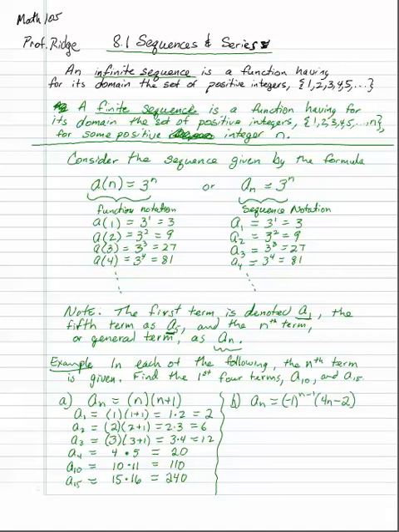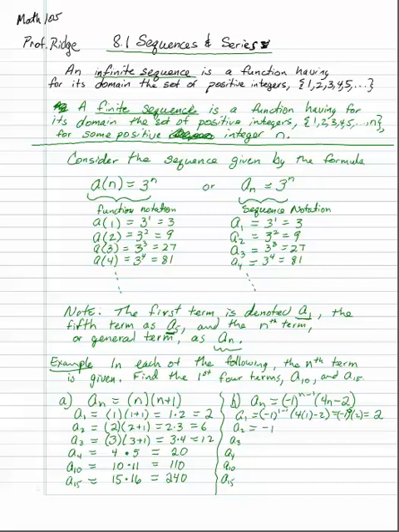Okay, let's try another one. So a sub n is negative 1 to the n minus 1 power times 4n minus 2. So we want to do a sub 1, a sub 2, a sub 3, a sub 4, a sub 10, a sub 15. We get negative 1 to the 1 minus 1 power times 4 times 1 minus 2, which is negative 1 to the 0 times 4 minus 2, which is 2. Negative 1 to the 0 is positive 1 times 2 is positive 2.